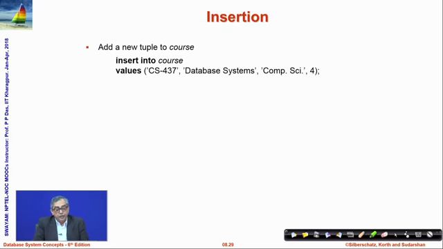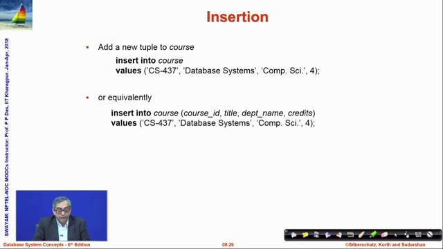We move on to looking at modifications in terms of insertion. So, we had seen this earlier. We can add a new tuple by insert into, then the relation name, then you say values and the tuple of values. If we do not remember the order of attributes in the relation, then we can also specify the order in which we are actually giving the information.